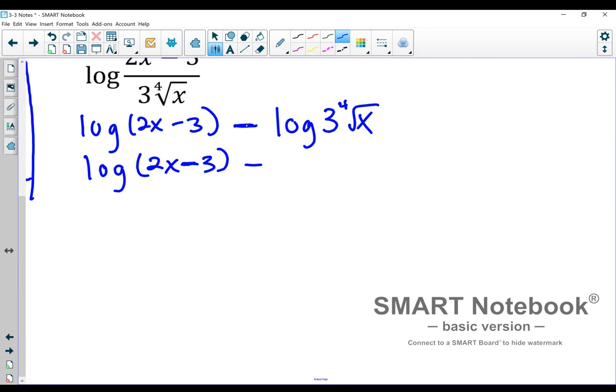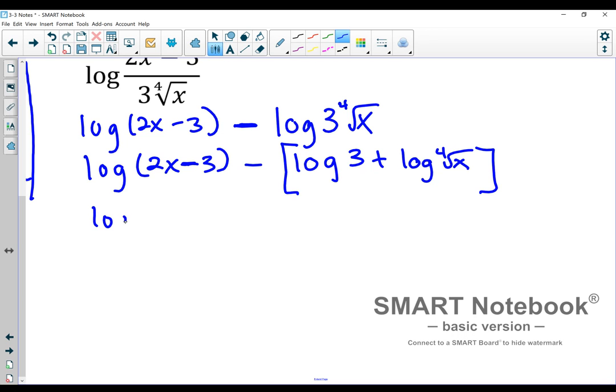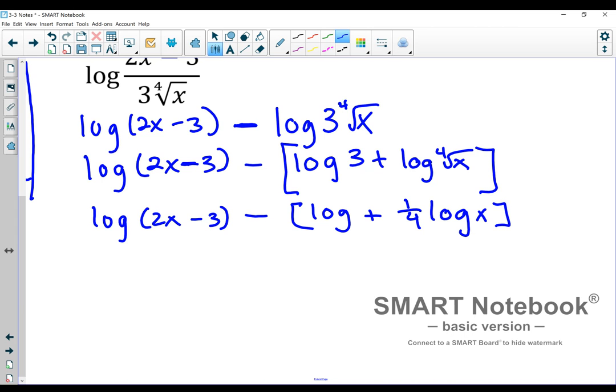So because I have this minus sign in front, I'm going to have to distribute that to everything. I'm just going to do brackets here for now while I deal with this part. So this would be log 3 plus, because these are being multiplied, log of the fourth root of x. And then my fourth root is really x to the 1/4 power. So log 3 plus 1/4 log x. So I took that power and multiplied it in front. Sorry, I did that so quickly.